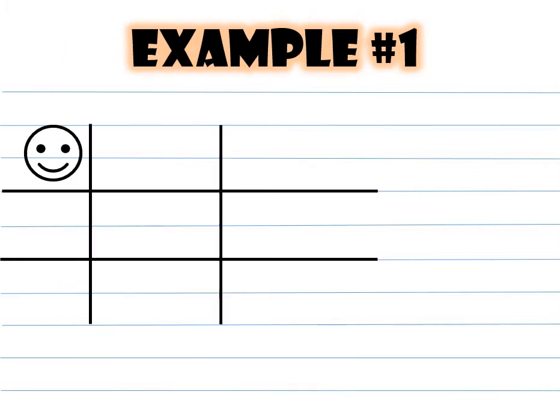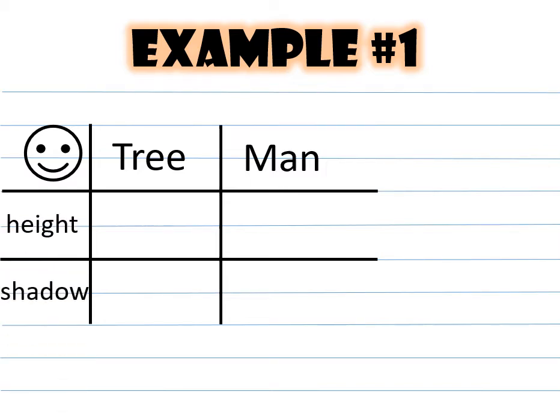Let's check it out. Example number 1. So we've got our tic-tac-toe board set up. We've got the smiley face. Next to that, we're putting tree and man. Now, I said in the step-by-step instructions that you're going to put figure 1 and figure 2. I like this better because we're being more specific what those figures are. It's a tree and it's a man. This is going to make it easier for our setup where we put our numbers.